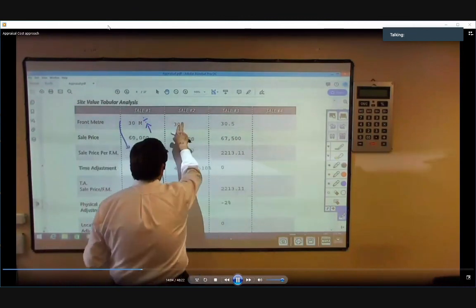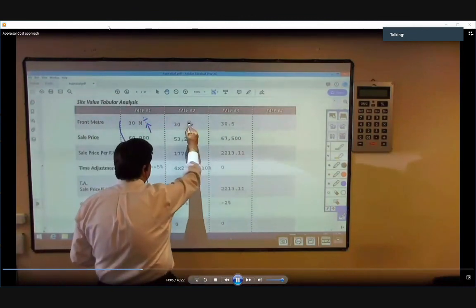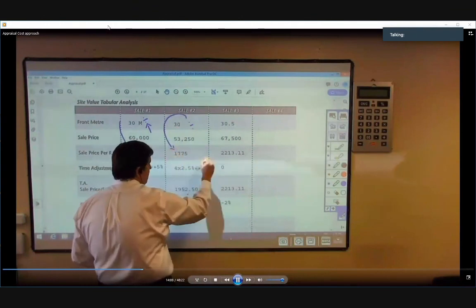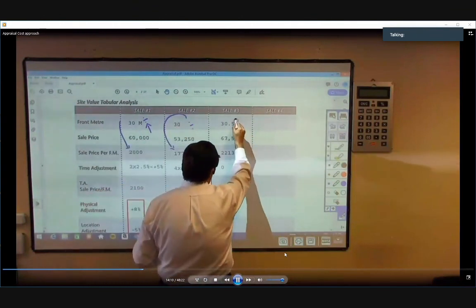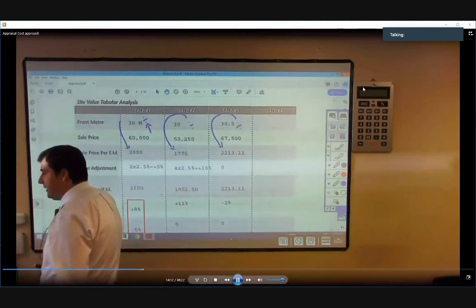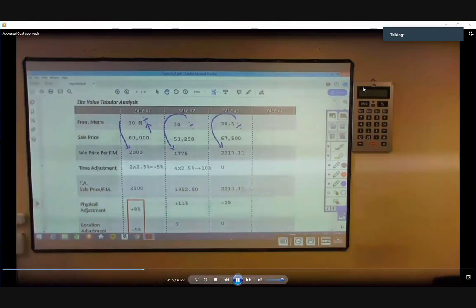So this is this much sold. It has a 30 meter too. So this divided by this is going to give you this. This divided by this is going to give you this. So that's a price per front meter. Can I have your attention? Then you can write down.